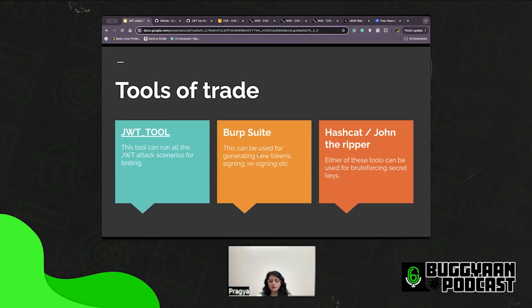Then Burp Suite, you can use Burp Suite also for generating new tokens. So Burp Suite has a few extensions, JWT Editor or JSON or something. There are a few extensions in Burp Suite. You can use those for creating new tokens, for creating new key pairs, or for signing your token and all those things. Then another tool is Hashcat or John the Ripper. So if you're trying to brute force some secret keys, you can use Hashcat or John the Ripper. There are other tools as well. So just find the one which suits you best. This is not an exhaustive list.